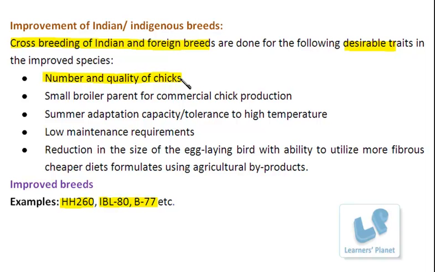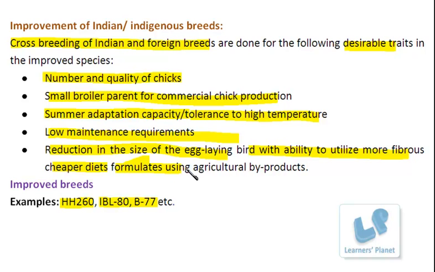It is like the number and quality of chicks, then a small broiler parent for the commercial chick production. Then comes the summer adaptation capacity, that means their tolerance to high temperature. Then the maintenance requirements should be low, and that is related to the size of the organisms. Then comes the reduction in the size of the egg-laying bird, with the ability to utilize more fibrous, cheaper diet formulations, which are produced by using agricultural byproducts.